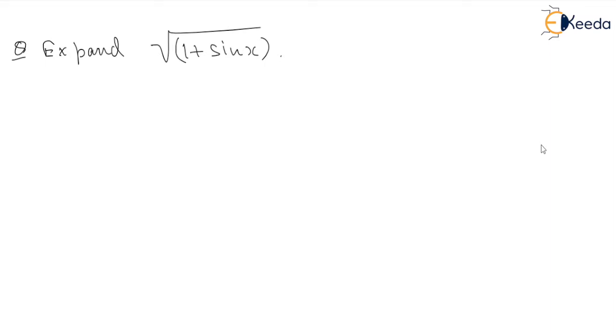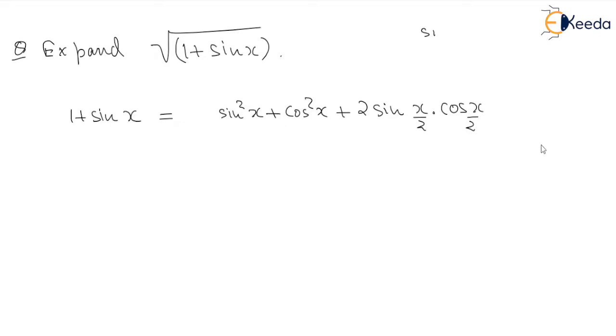Before expanding this, let's see what can we do with this expression 1 plus sine x, which can also be written as sine square x plus cos square x, and this sine x can be written as 2 sine x by 2 into cos x by 2. If we remember the formula of sine 2x, it is 2 sine x cos x, and of course we know 1 is equal to sine square x plus cos square x. And this expression is actually a plus b whole square.